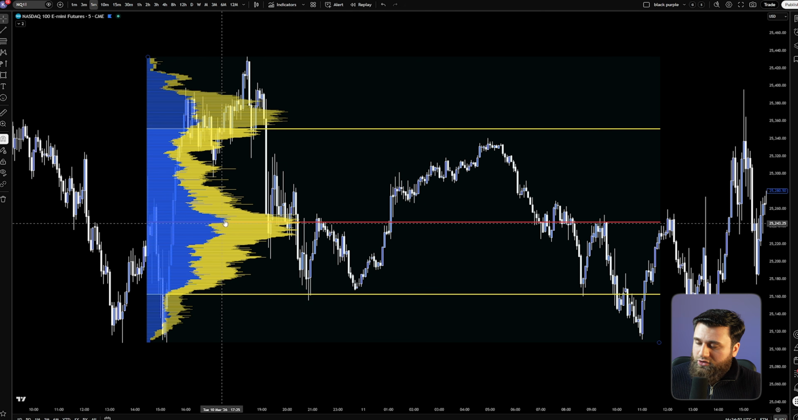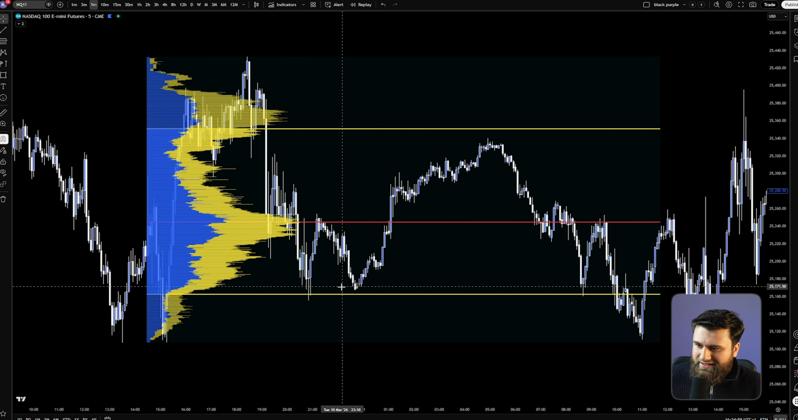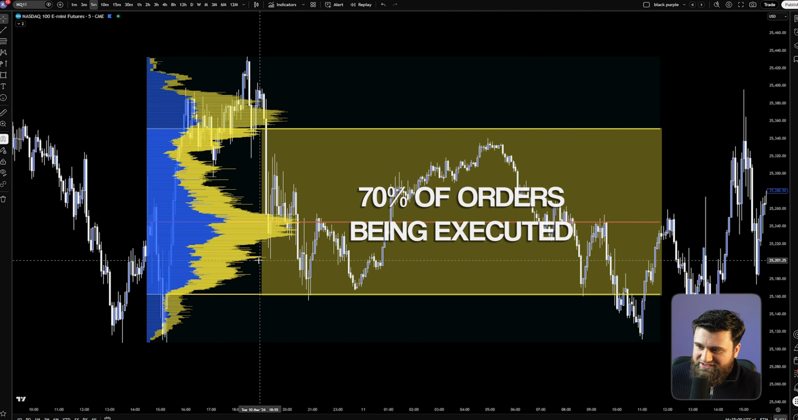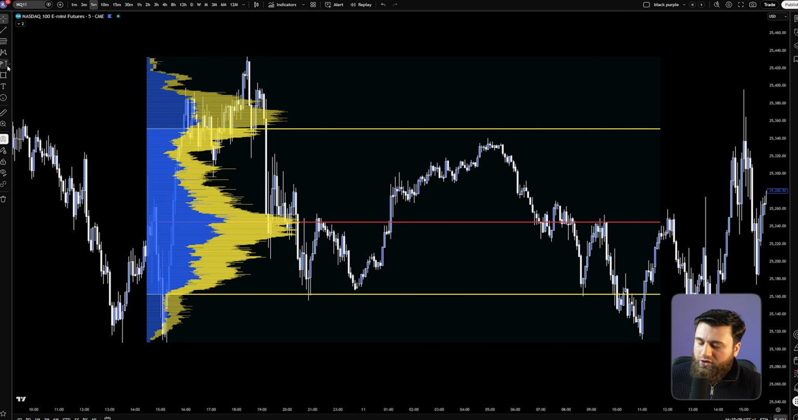What are these pivots? What are these things here on our chart? So between this yellow line and this yellow line is 70% of orders being executed. So 70% of volume is in between these two lines. What are these lines called?